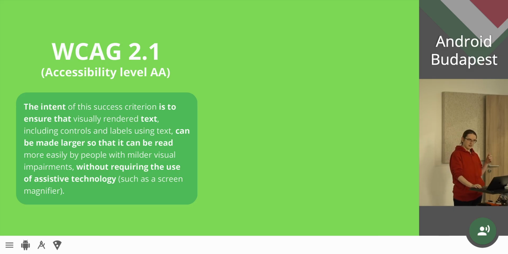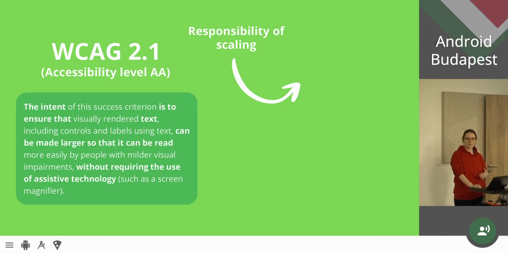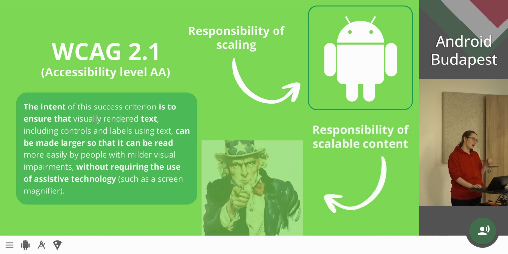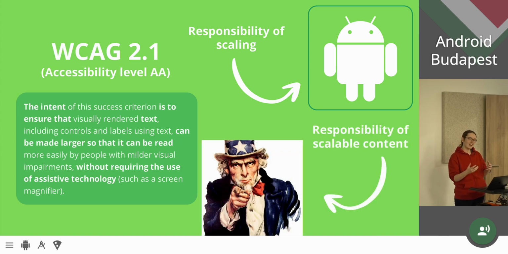So the responsibility of providing a good enough scaling technology is the responsibility of the Android operating system. And fortunately for us, it gives us a way in which we can set font scaling within the Android settings app. But you are responsible for creating content that is scalable within your app itself.